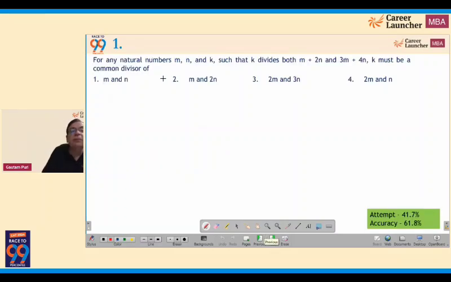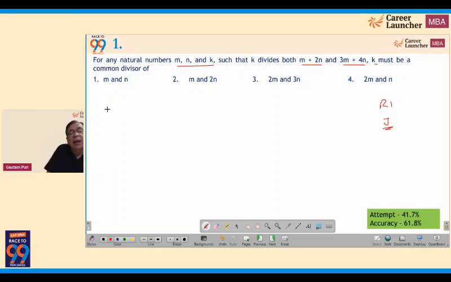Question 1. For any natural number m and n, such that k divides both m plus 2n and 3m plus 4n, k must be a common divisor of what? Now please notice only 40% attempted it, but it has got 60% accuracy. This is my round 1 question. This is a standard Jugaad question.